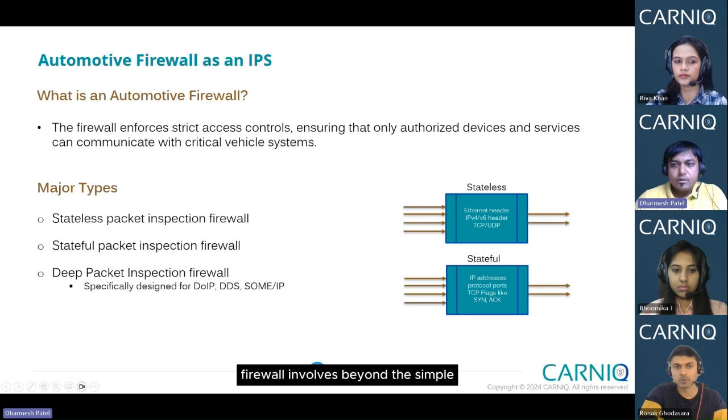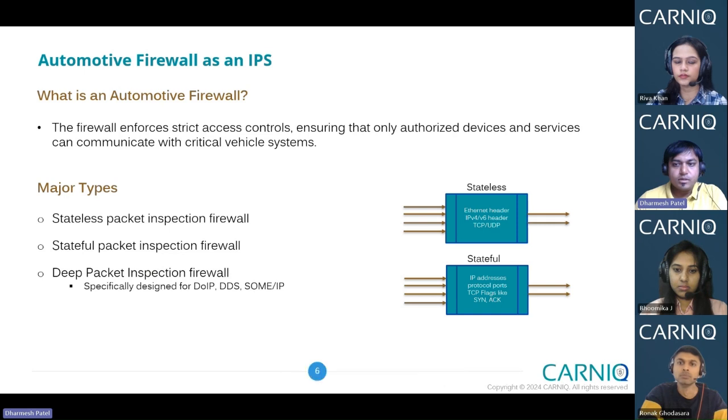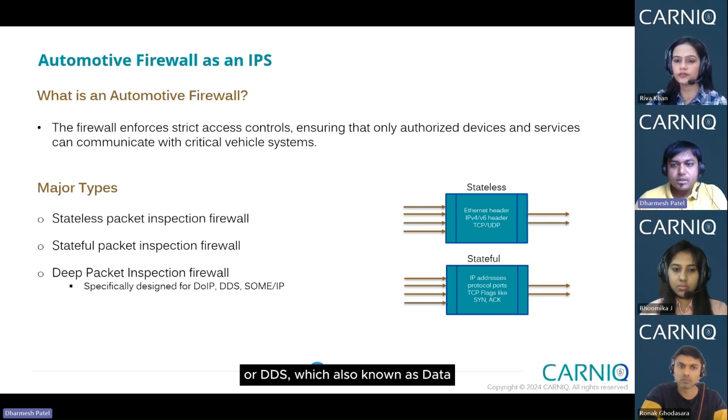This kind of firewall evolves beyond the simple stateless packet filtering or stateful inspection firewalls. It involves deep inspection of the packet at the very specific application layer, and it's specially designed for certain different protocols. For example, DoIP protocol, Diagnostics over IP, or DDS, which is also known as Data Distribution Service, or SOME/IP, service-oriented middleware Ethernet over IP, to prevent advanced attacks.